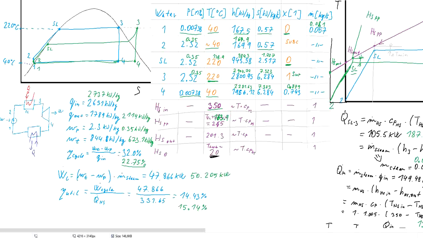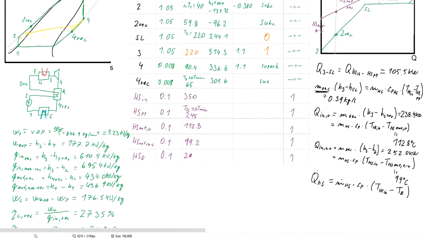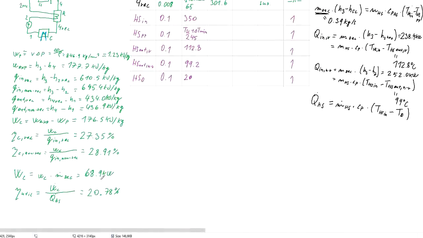So compared to the previous water and steam, in this case we get 17 extra kilowatts, which is more than a 30% increase of the power output from the previous case.